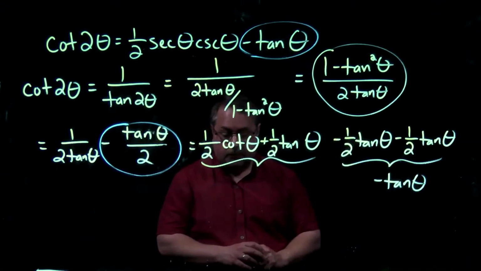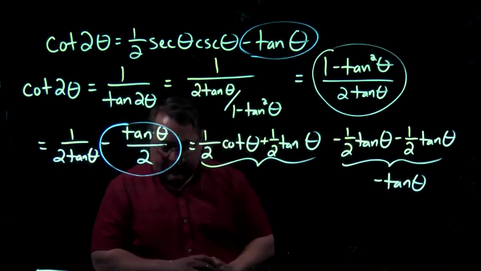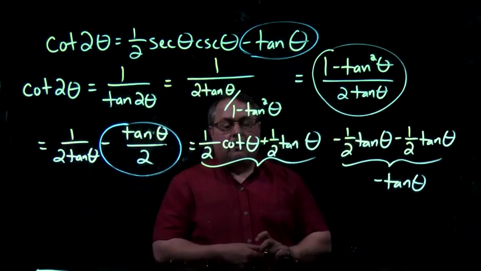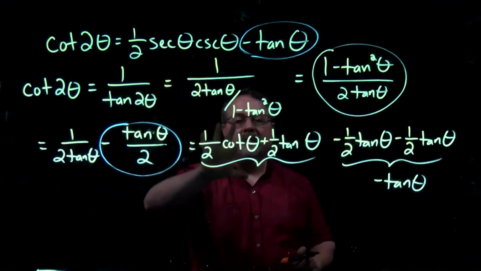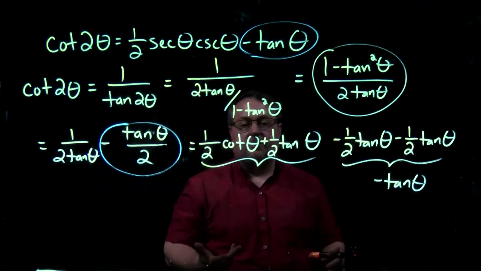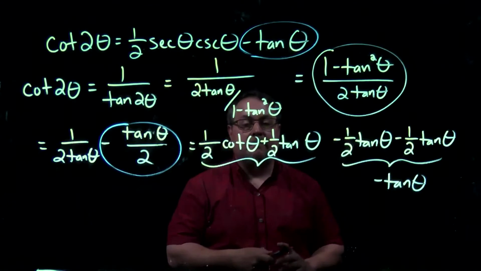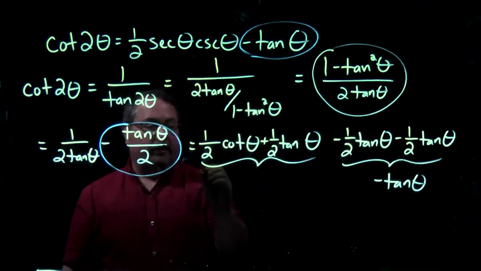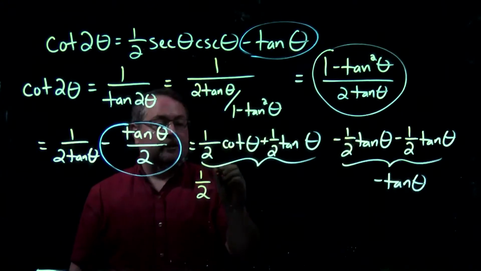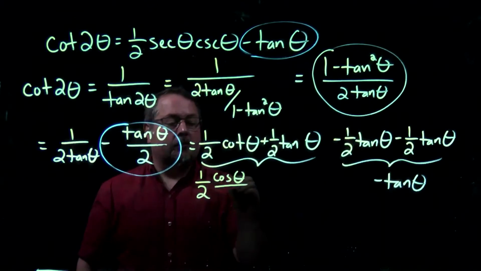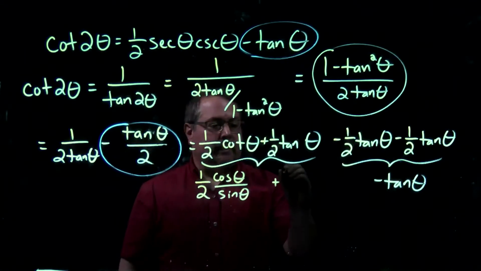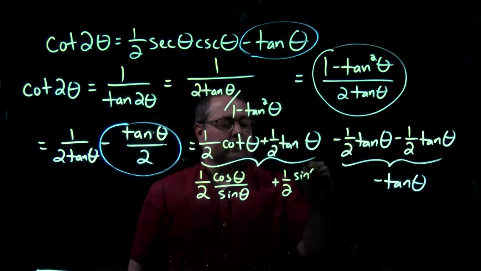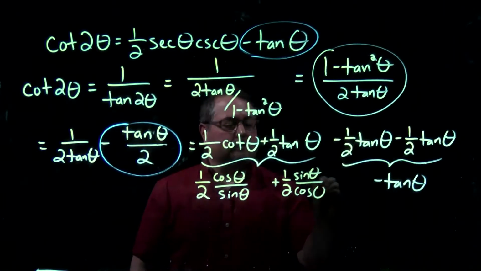Okay, so now we want to try to simplify this. There are a couple different ways to go about this. Since we have secants and cosecants, let's start writing things in terms of sine and cosine, and then we can combine fractions. So over here, we're going to have 1/2 cotangent theta is cosine theta over sine theta. Tangent theta is sine theta over cosine theta.